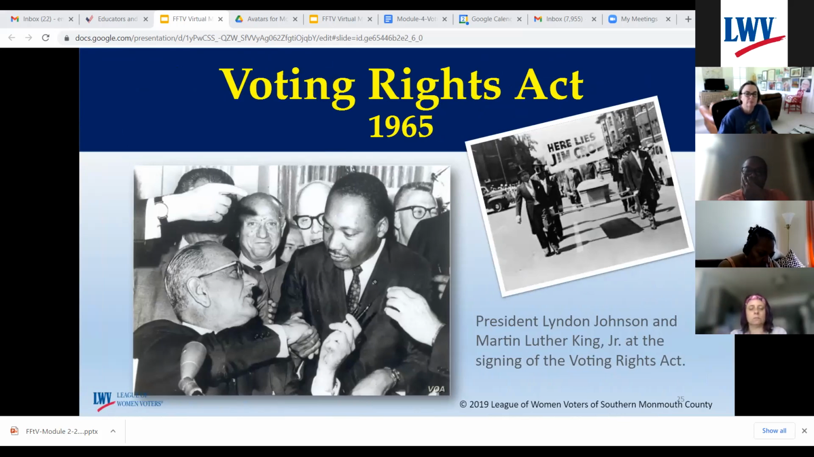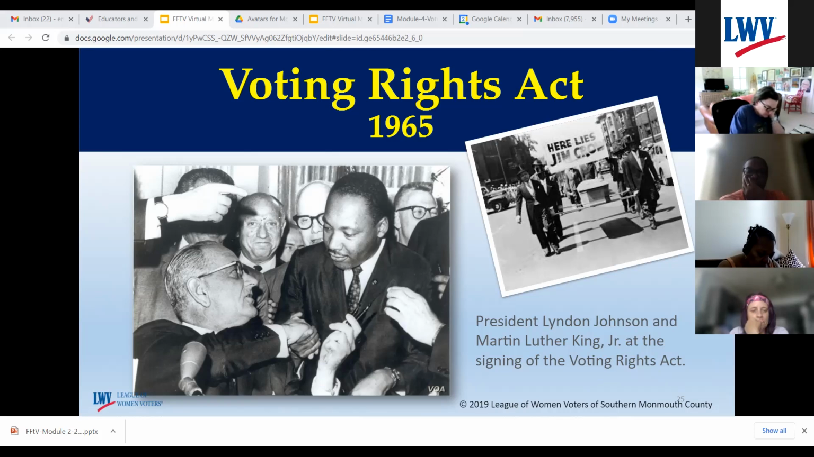So we've heard several times about the Voting Rights Act of 1965. And on August 6th, 1965, President Johnson signed the Voting Rights Act into law. It was not an amendment to the Constitution, but it was a federal law that outlawed unfair voting practices nationwide.